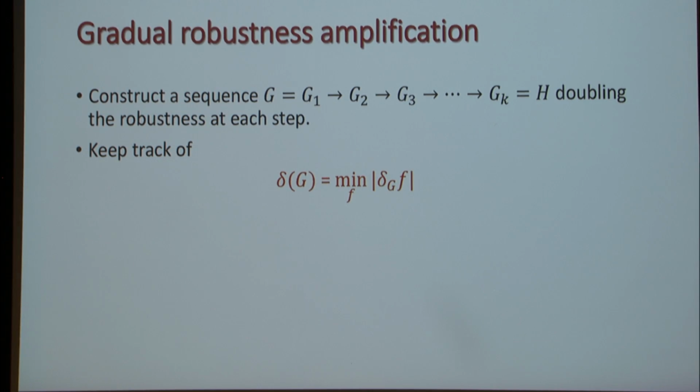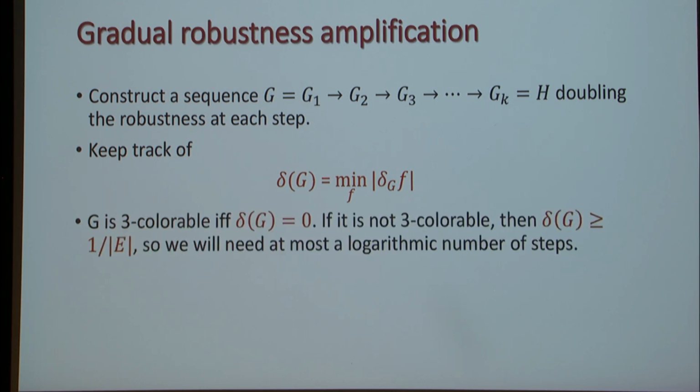Okay, so the value that we will keep track of is this delta, which is the smallest fraction of violated edges. So if you have a graph G, you look at all the colorings, and for every coloring, it violates some number of edges. Delta is the smallest such. So if the graph is 3-colorable, delta is 0.